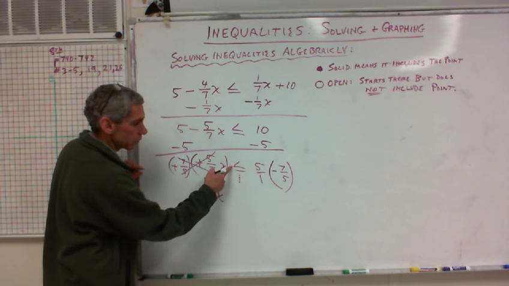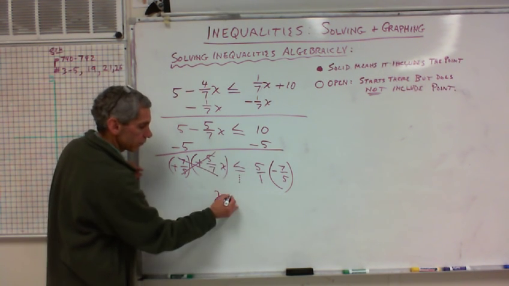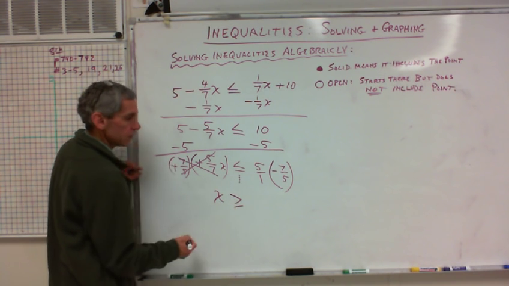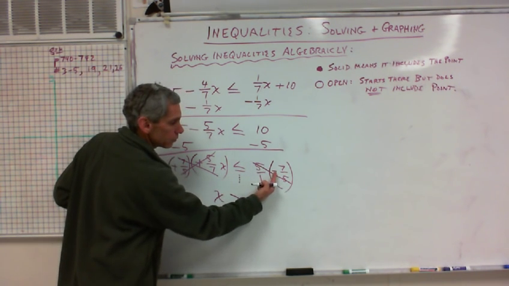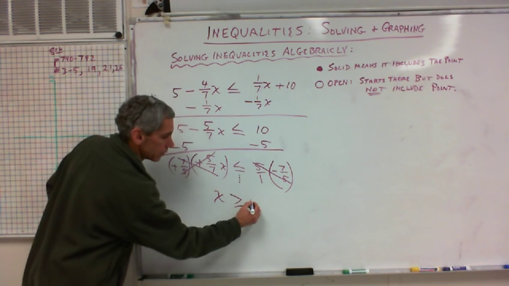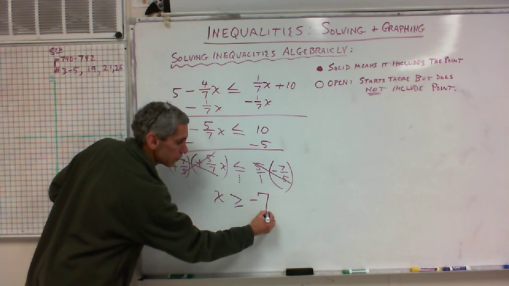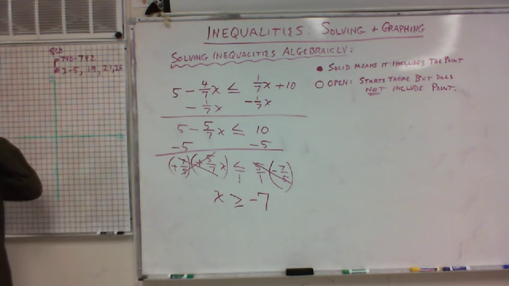The point is going to be facing the other direction. And then look, the 5s cross out. 7, so it gives me negative 7. X is greater than or equal to negative 7.